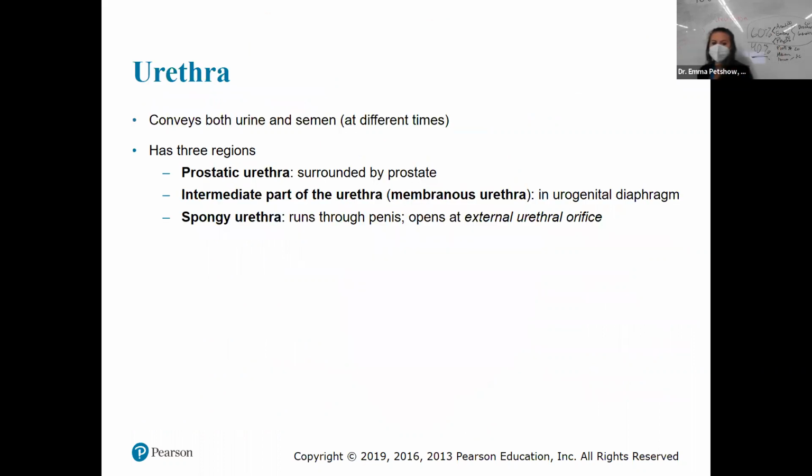So the urethra is interesting in males because it conveys both urine and semen at different times, which is why it's an interesting structure. It has 3 different regions: the prostatic urethra, the intermediate part of the urethra or the membranous urethra, and the spongy urethra. So the prostatic urethra is surrounded by the prostate. That one's easy to remember. The membranous is in the urogenital diaphragm, which I'll show you a picture of here in a minute. And our spongy urethra runs through the penis and it opens at the external urethral orifice. And the nice thing, it's in that corpus spongiosum. So if you can remember that the spongy urethra runs through the penis in the corpus spongiosum, that will help you with those tissue layers.